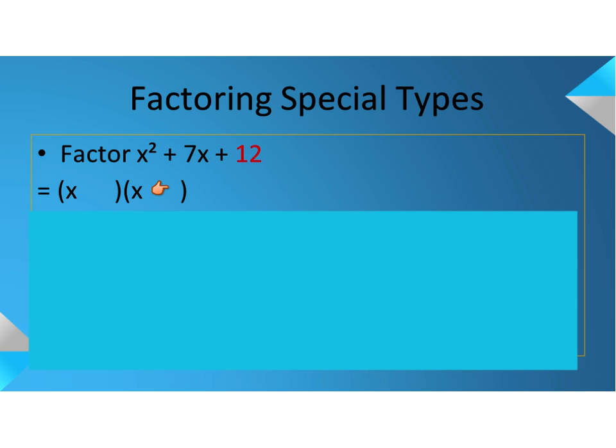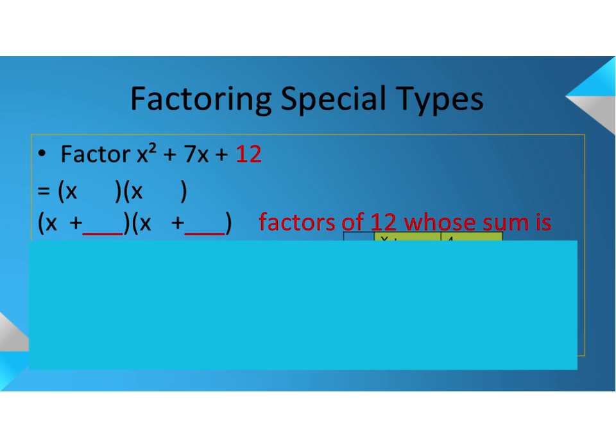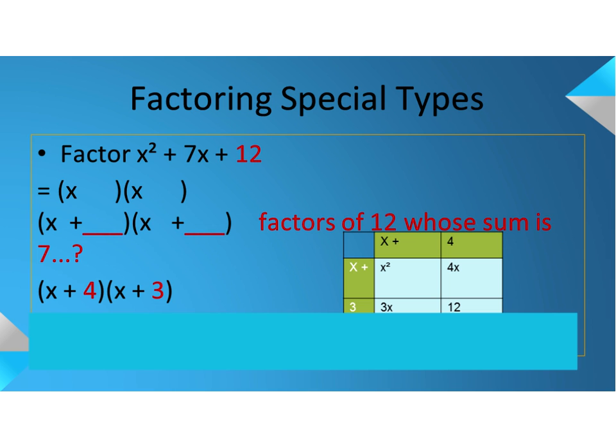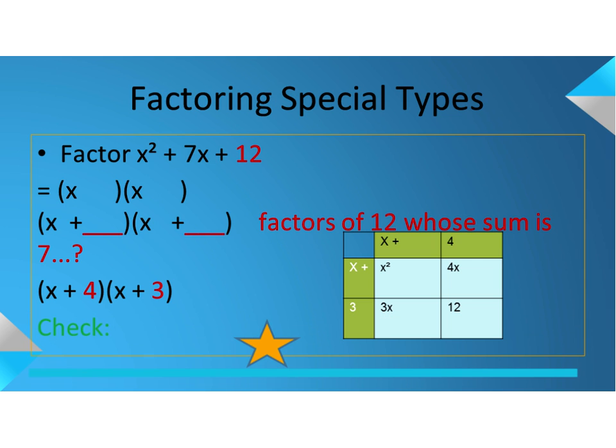We already know what goes in these spaces for the first term, because this first term is x squared. X times x is x squared. So that one we automatically know. Like I said, we're going to turn our blanks into 4 and 3. And now we're going to check it using the box method. So you can see I'm putting x plus 4 here, x plus 3 here, x times x is x squared.